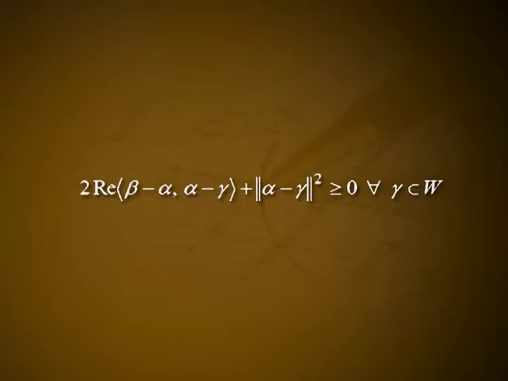Then from the equation above, it follows that 2 times the real part of the inner product of beta minus alpha, alpha minus gamma, plus the norm of alpha minus gamma squared, is greater than or equal to 0 for every gamma in W. Since every vector in W may be expressed in the form alpha minus gamma with gamma in W, we see that 2 real part of inner product of beta minus alpha, tau, plus norm tau squared is greater than or equal to 0 for every tau in W.